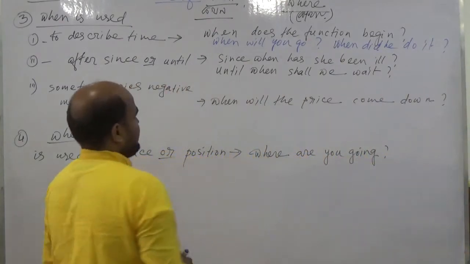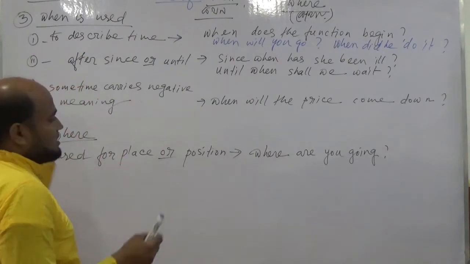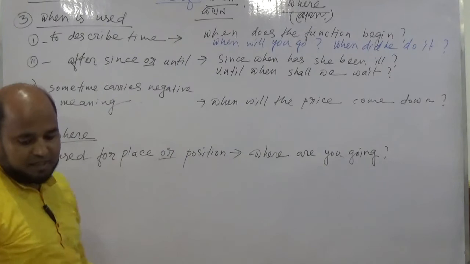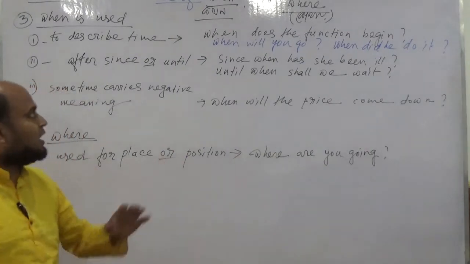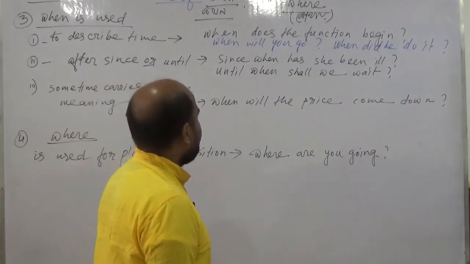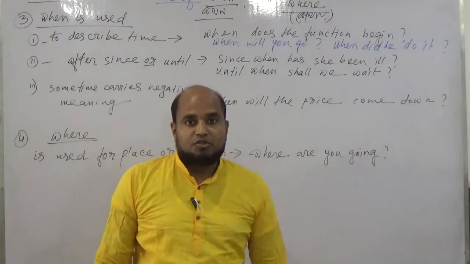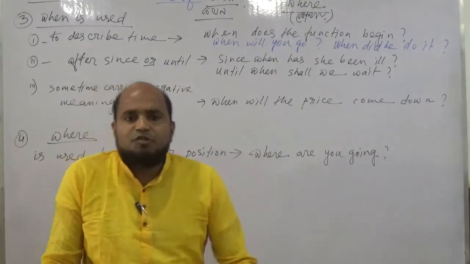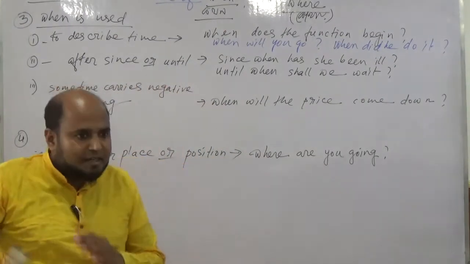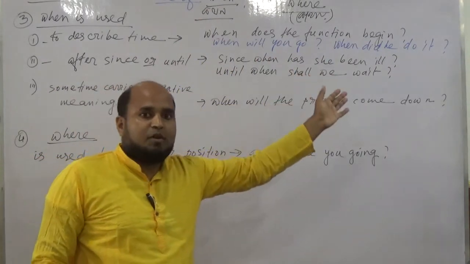So in these cases we can easily understand that when describes the time of the action. I am repeating, when describes the time of the action. When does the function begin? কখন ফাংশনটি শুরু হয়? When will you go? কখন তুমি যাবে? When did he do it? কখন সে এটা করেছিল? There are so many uses of when, and you can make sentences by your own efforts using when to describe the time of the action.